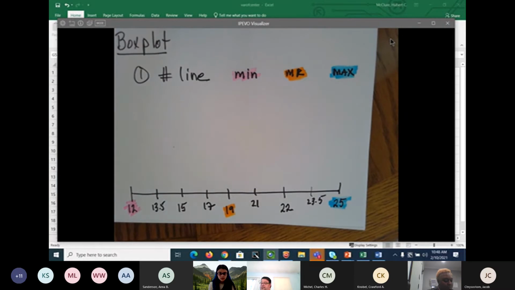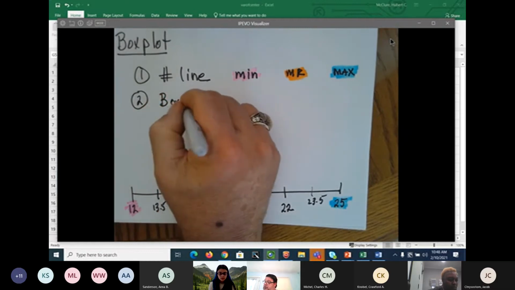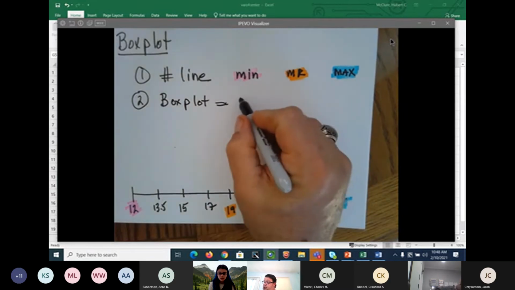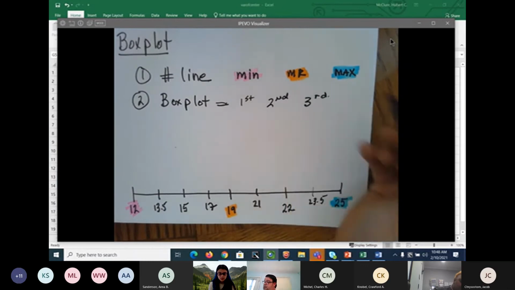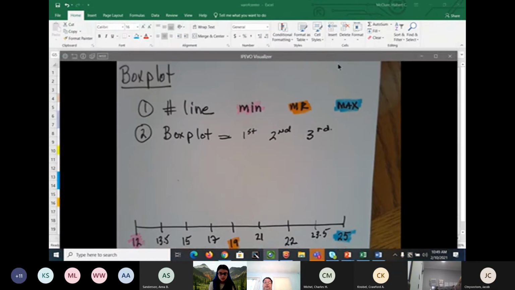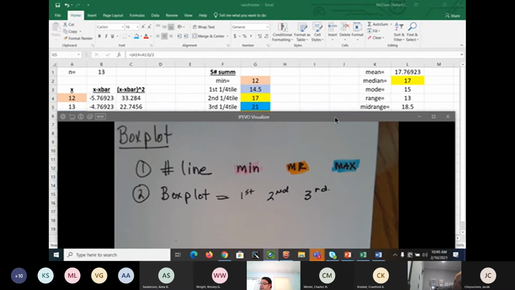The second part is draw your box plot. The box plot is made up of the first quartile, the second quartile, and the third quartile. And you can draw it on the number line or you can draw it above the number line. I don't really care. So let's write down the three numbers that we need. The three numbers are 15, 17, and 21.